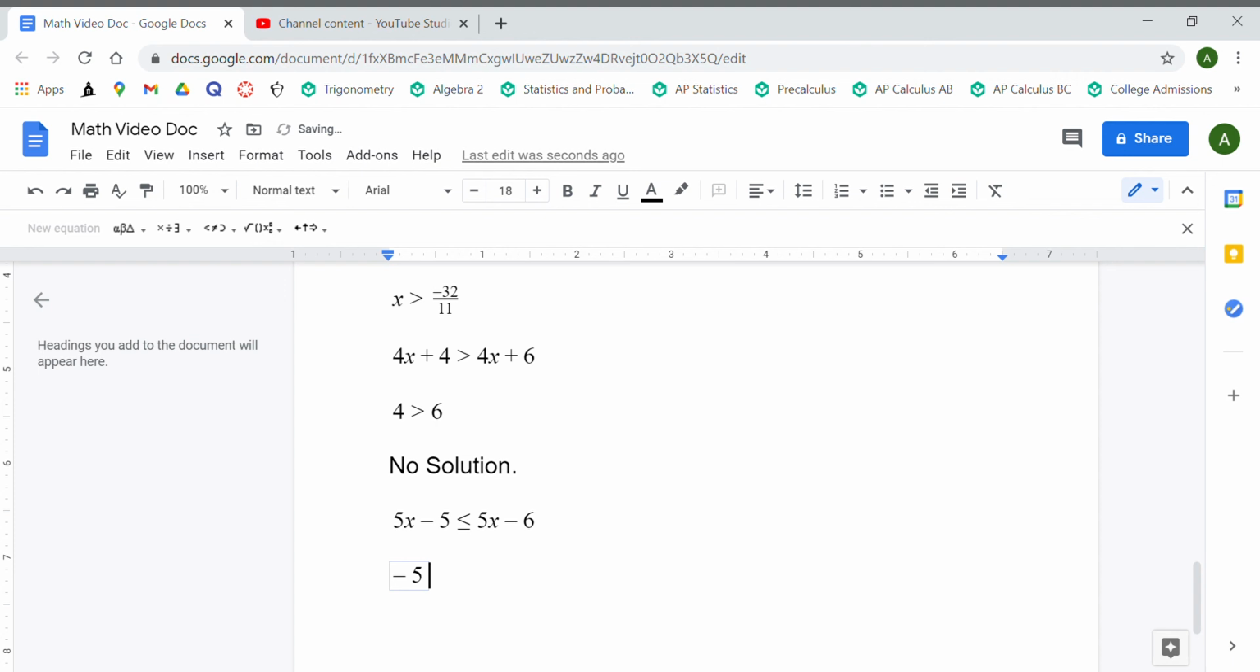Subtract 5x on both sides. You get negative 5 is less than negative 6. Is this a true statement? No, it is not. Remember that a negative 5 has to be to the right of a number on the number line to be less than or equal to negative 6. And because we're dealing with negative numbers, negative 5 is actually greater than negative 6. So this is a false statement. Therefore, there is no solution.